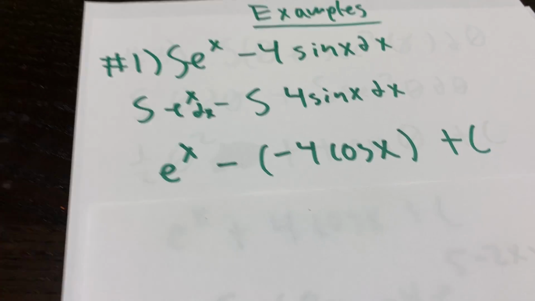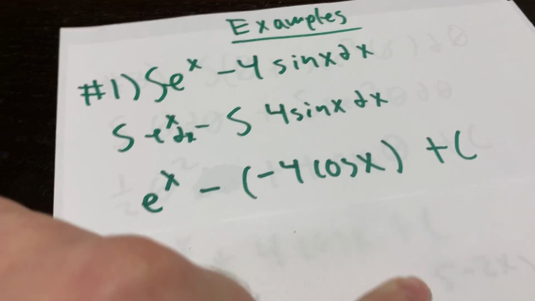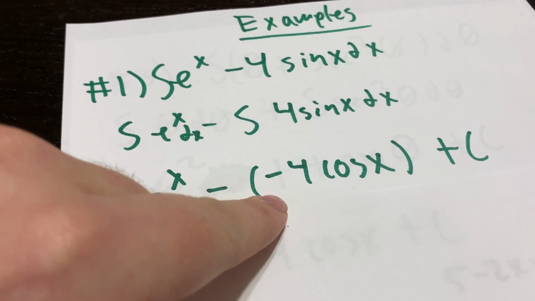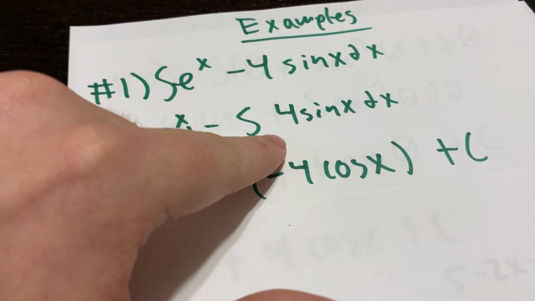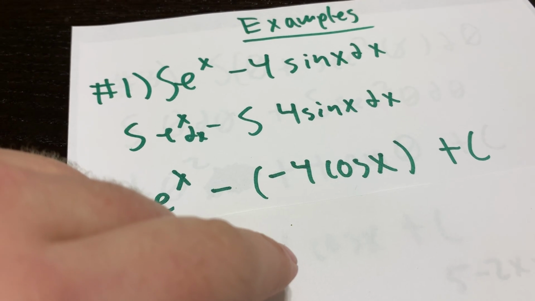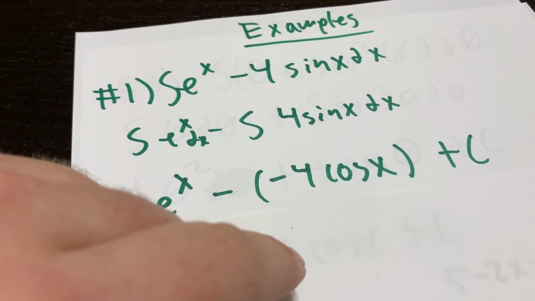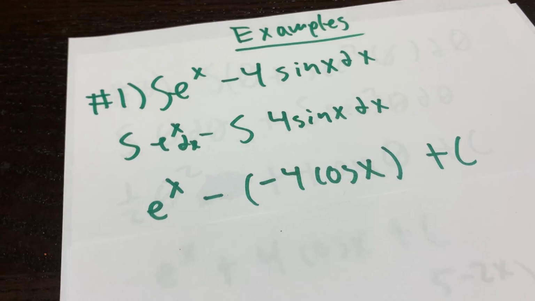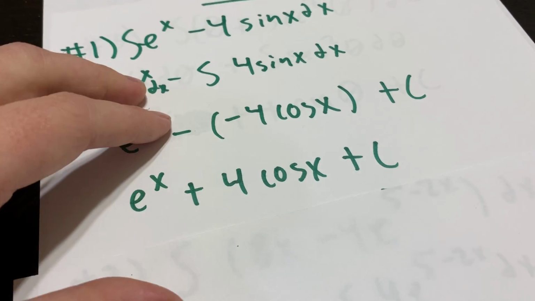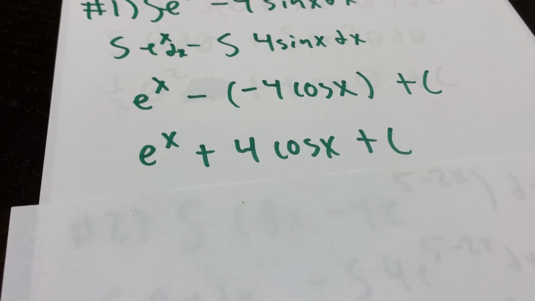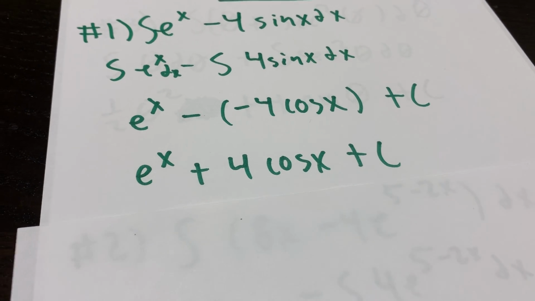The reason it is that way, again, is because remember, whenever you take the derivative of a cosine, you get a negative. But in this case, it's positive. So once you do that, you get e to the x plus 4 cosine of x plus c, and that should be your answer.